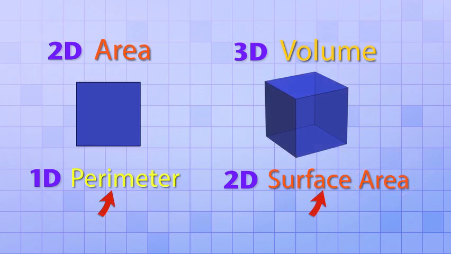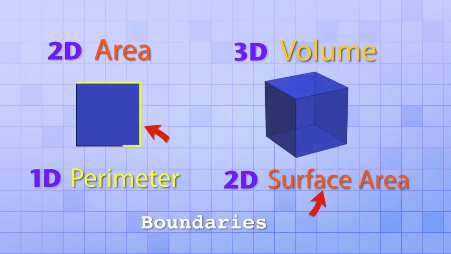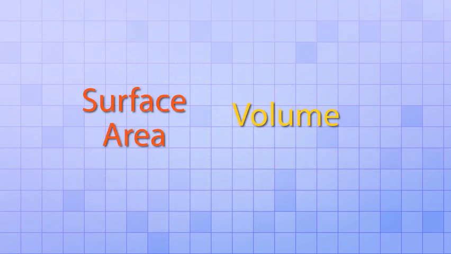Perimeter and surface area are both outer boundaries of geometric shapes. Perimeter is the one-dimensional outer boundary of a two-dimensional shape, and surface area is the two-dimensional outer boundary of a three-dimensional shape. And to help you see the difference between surface area and volume, imagine that you have a perfectly thin box filled with ice.